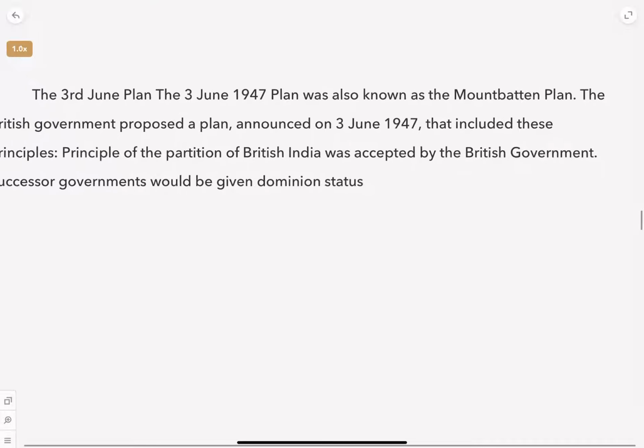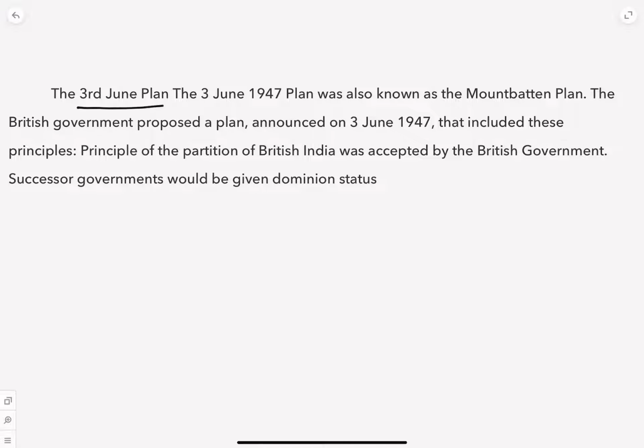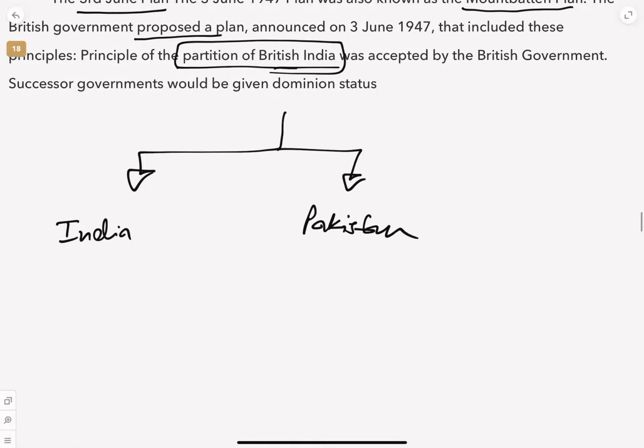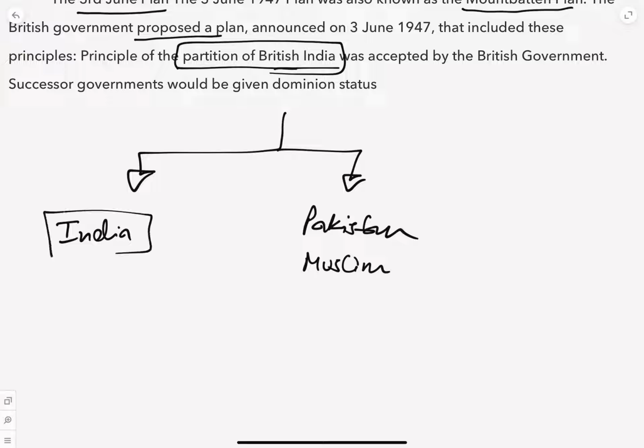So when we look at this, the 3rd June Plan is also called as the Mountbatten Plan. So what happened here? The British government proposed a plan, and this is the concept of partition of India. What was called as British India was going to be partitioned, and we all know that later it became partitioned as India and Pakistan, right? It was declared that Pakistan will be an Islamic country and India will be the country for Hindus. Of course, later India became secular.